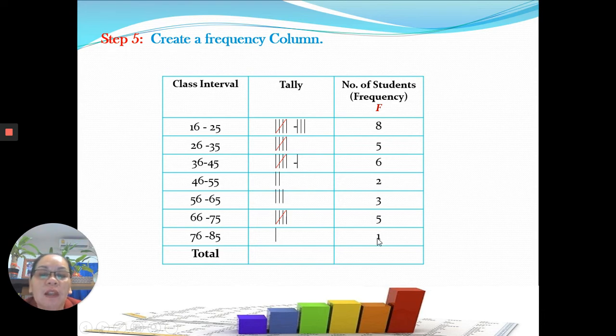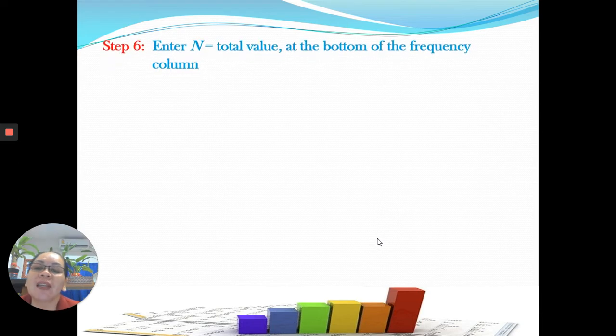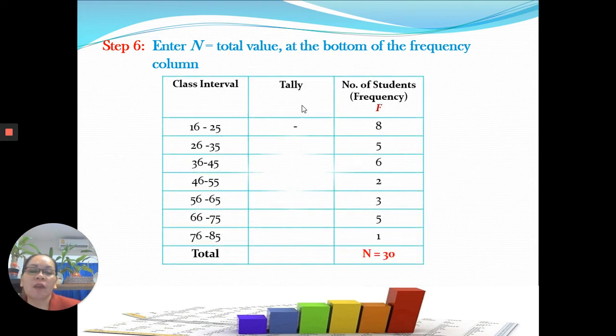And then the last step is you're going to write n, which is equal to the total value at the bottom of the frequency column. So you see here, that is the total number of observations, which is your n, or the total number of students in this particular example.